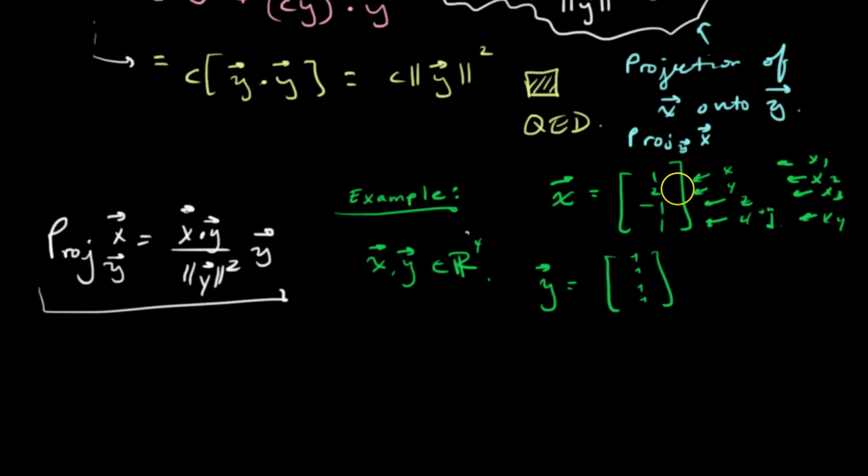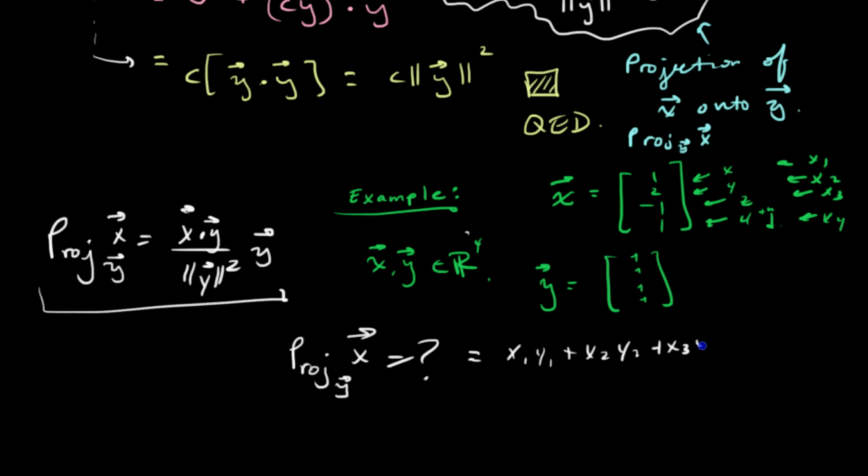Okay, so we're working in four dimensions here, and let's say I wanted to ask you: we have x is (1, 2, -1, 1), and we have y is equal to (1, 1, 1, 1), and what is the projection of x on y? So the projection is going to be x dot y. What's x dot y? Well, we just multiply the components. So we have x1 y1 plus x2 y2 plus x3 y3 plus x4 y4. That's a lot to write. Over the magnitude of y squared.